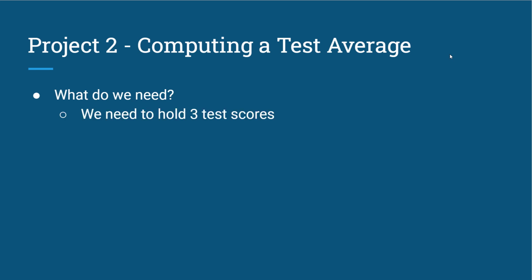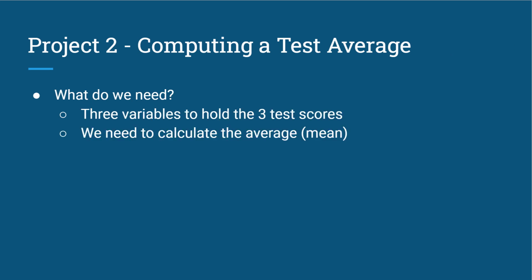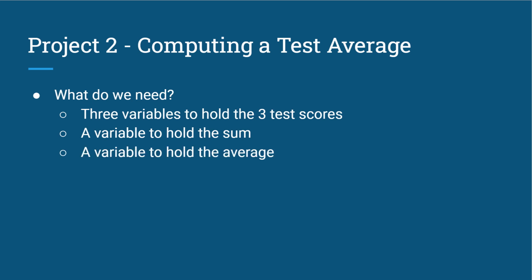So we're going to need a way to hold 3 test scores. That'll be 3 variables. We're going to want to calculate an average, so we'll calculate the mean of the 3 test scores. That means we need a variable to hold the sum. We'll want a variable to hold the average so that we can print it later.